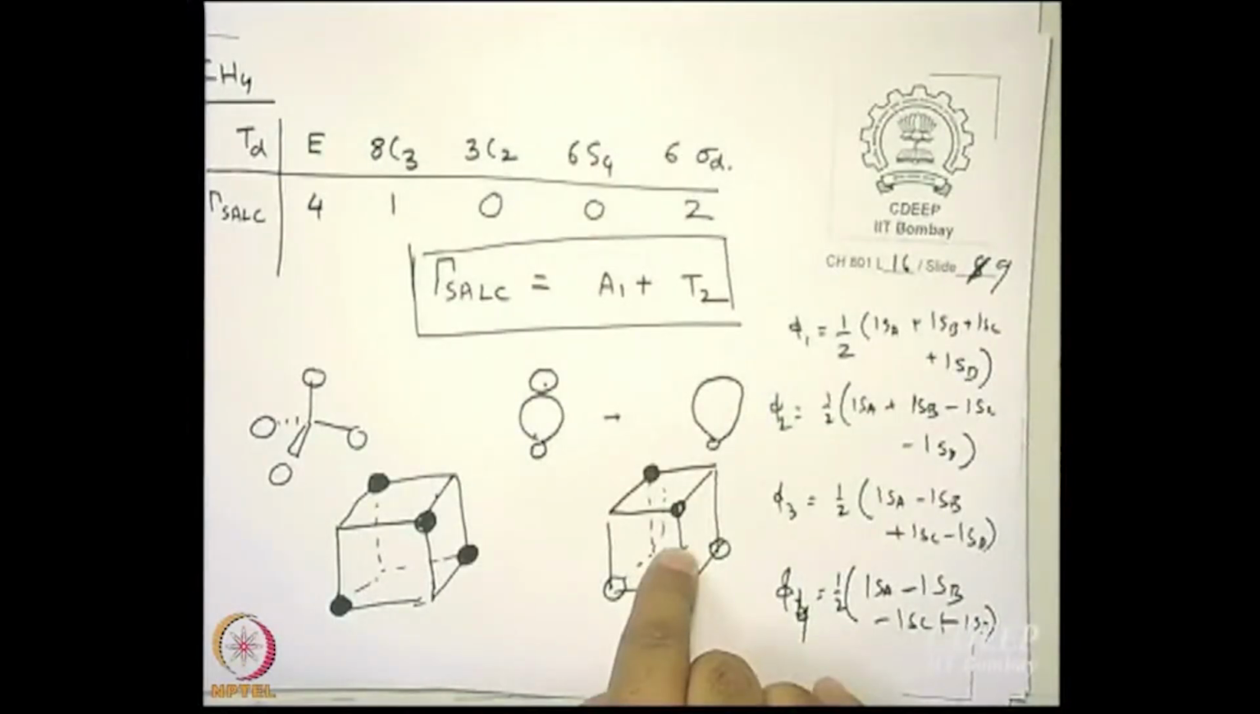These are in the increasing order of nodes. No, not increasing order of nodes. They are the same order of nodes. All look like this. You just turn the cube around.